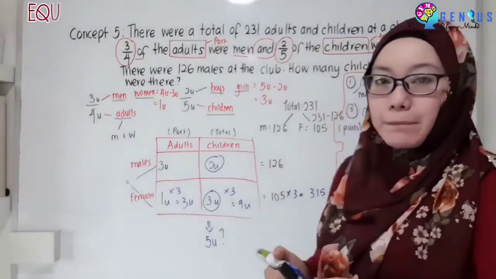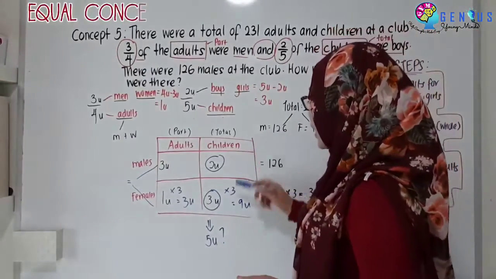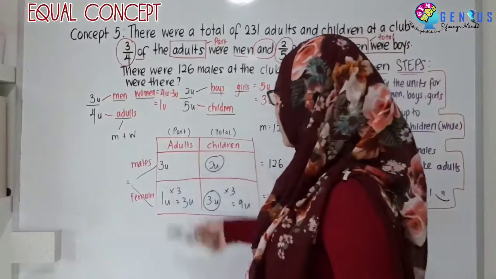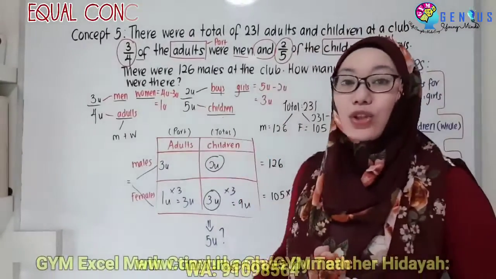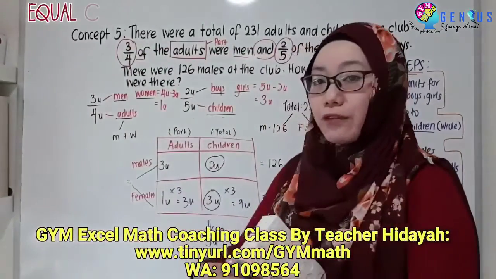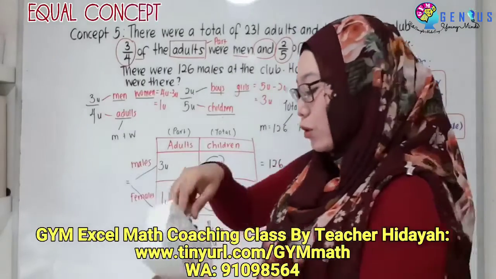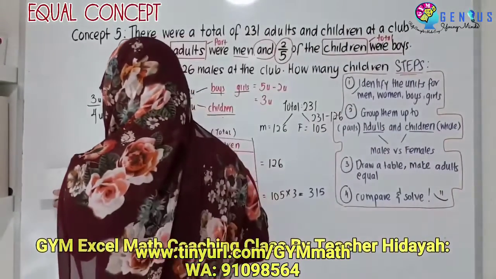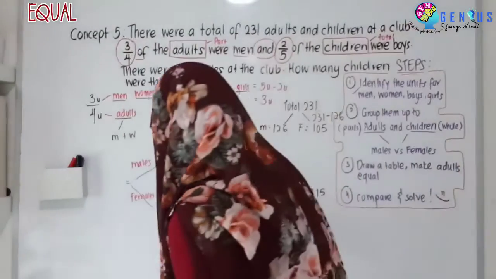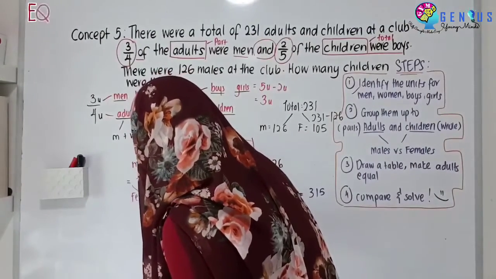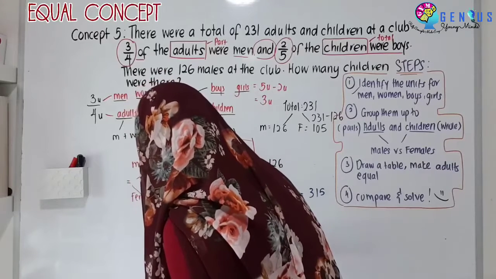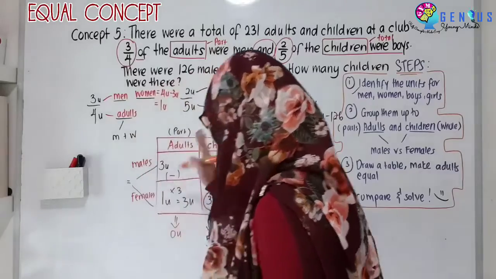Now do I stop there? I don't stop there because I want to find how many children. Which means if I want to find children only, I need to get rid of my adults. Throw away my adults. How do I throw away the adults? Very, very easy. To throw away the adults means I need to minus. So if I take 3 minus 3, this one becomes 0. No more. 0 units.